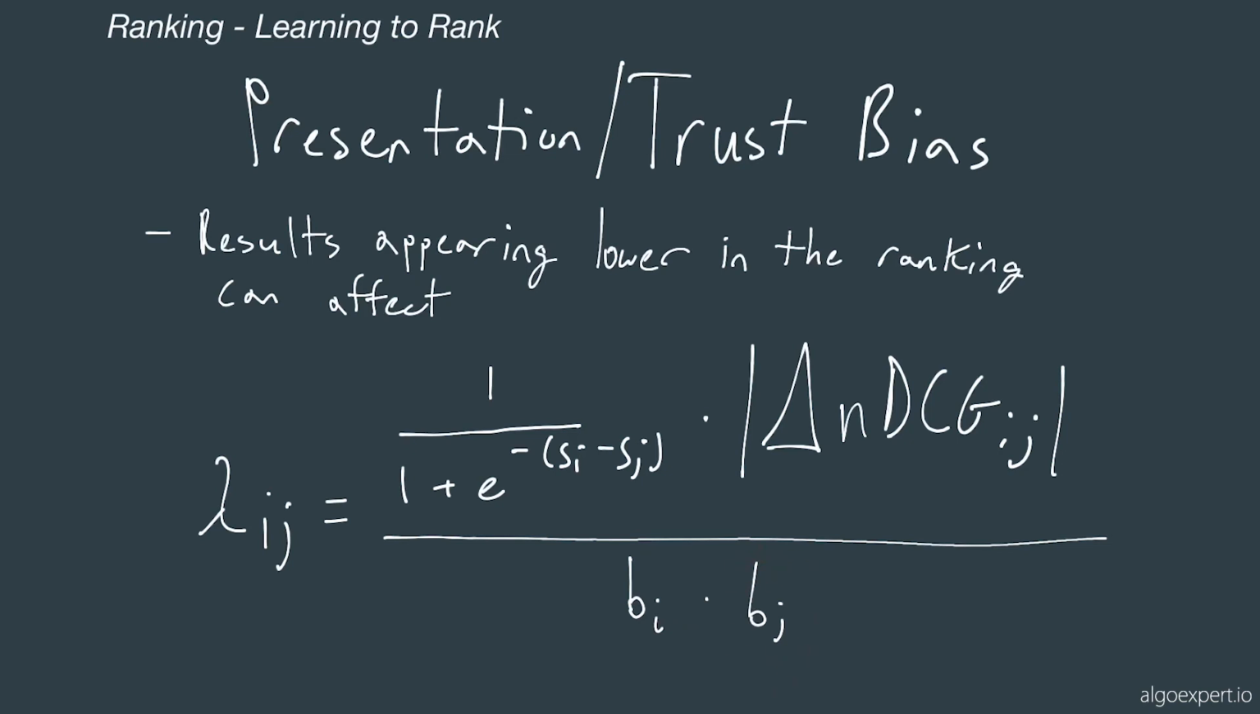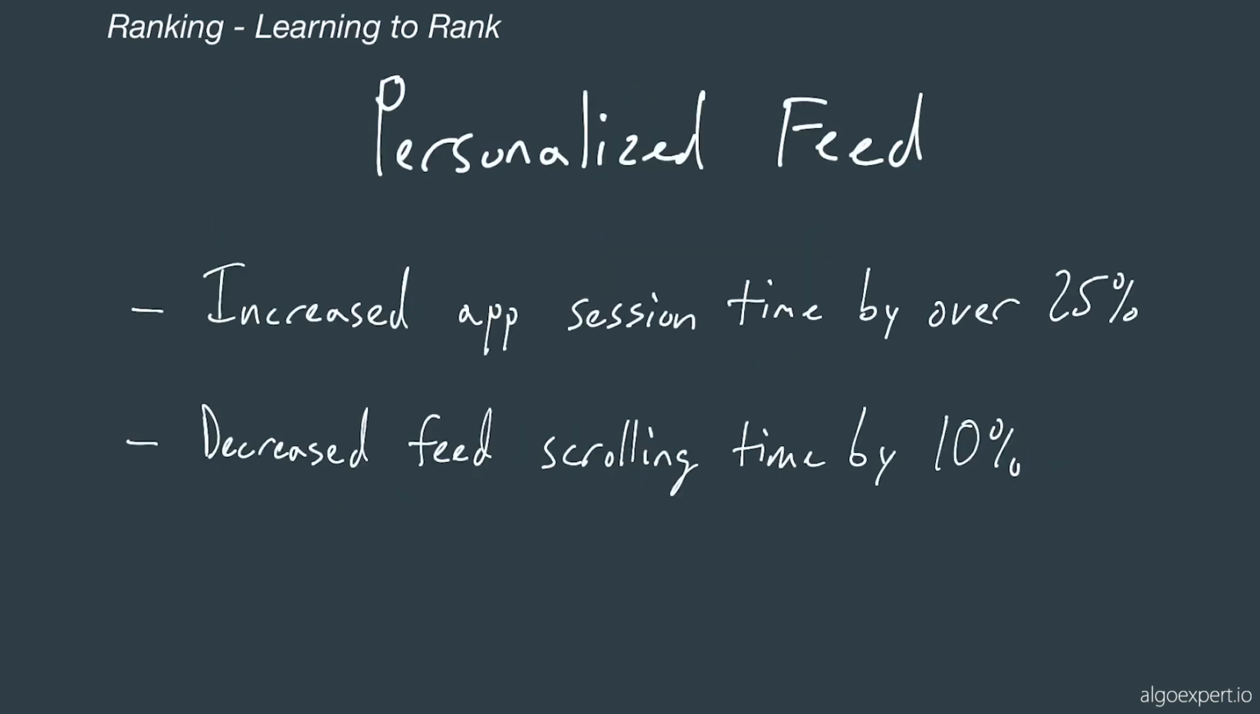So let's look at how our model performed for our application. We had a general increased app session time by over 25%. This simply means that users were spending more time in our app. As well, we decreased the feed scrolling time by 10%. This means that users were more likely to find their relevant content first, such that they didn't have to scroll as much, and we know that this content was relevant because they actually increased their session time in the app. These two signs indicate that this was a successful model.